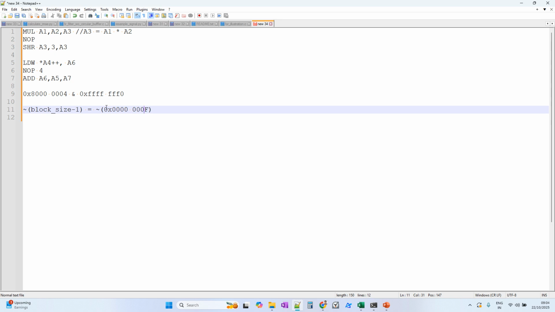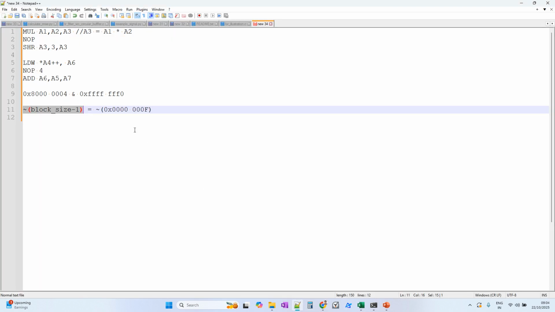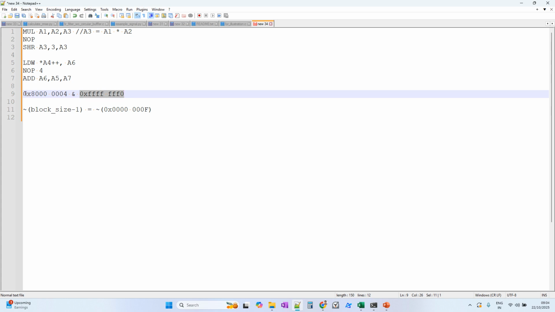When you NOT it, whatever are zeros become ones, so they become FFF, and the last digit becomes 0. So that's what I have put here. Block size minus 1, this is what we are doing. Start address is calculated as A4 AND tilde of block size minus 1. Even if you give this address and AND it with this, it will come out to be 0x80000. So even if you have given A4 as this, the start address is this one only.